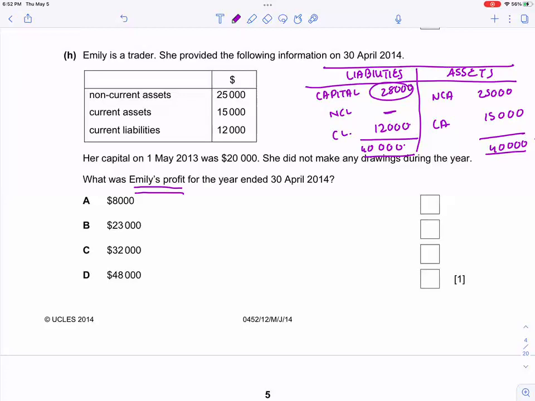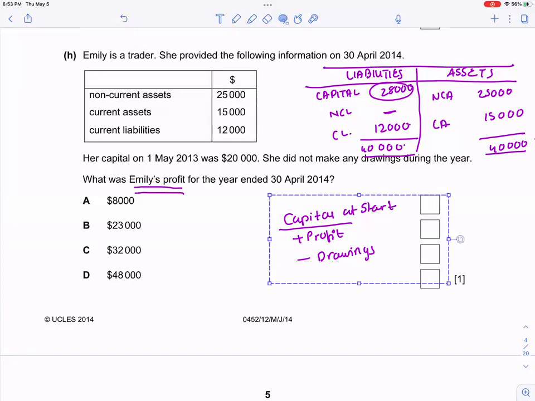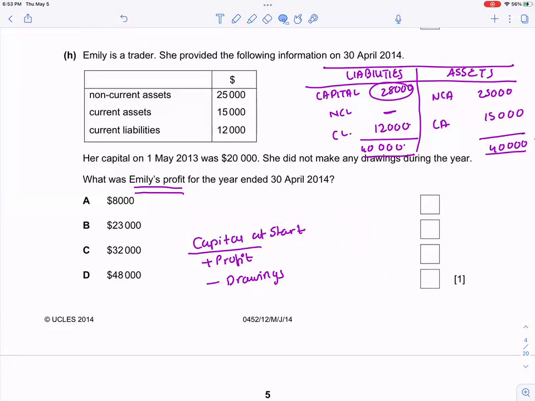Okay. Now, when you write capital in the balance sheet, you write capital at start plus profit minus drawings. Do you all remember anything about this? Yes, no. Okay. Now they've given us some information over here. Where did we get 28,000 from? Because the total liability was 40,000 and the current liability was 12,000. Okay, fine. I got it. So now you know that your capital at the end, which means capital at start plus profit minus drawings, is 28,000. Can you all find the profit for me?